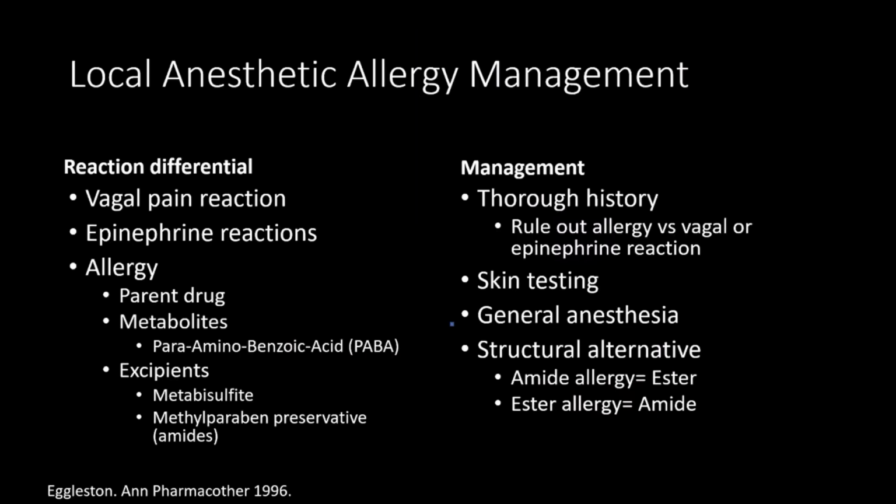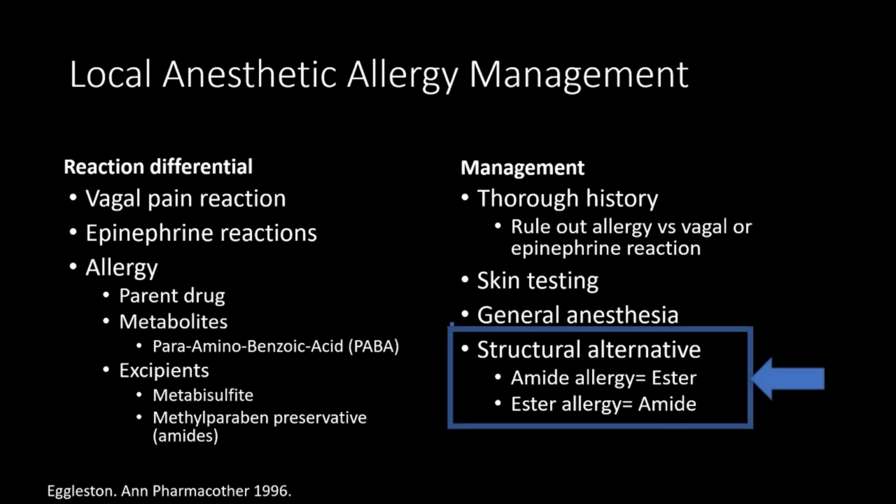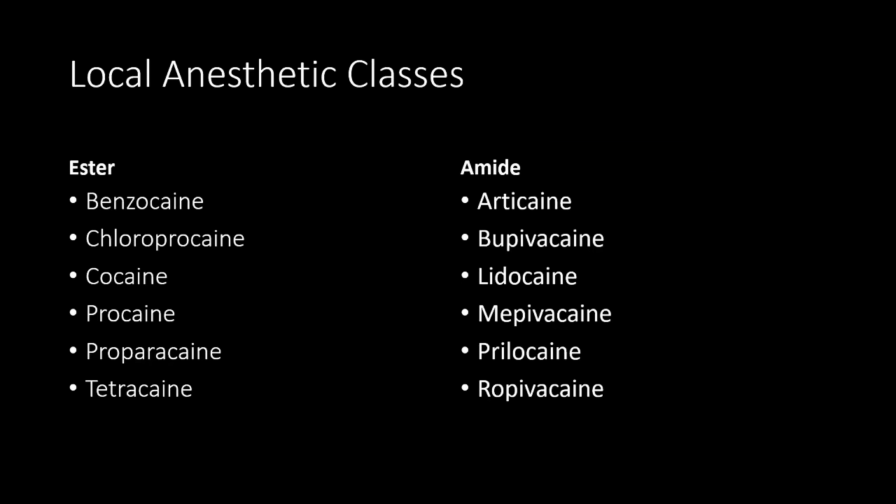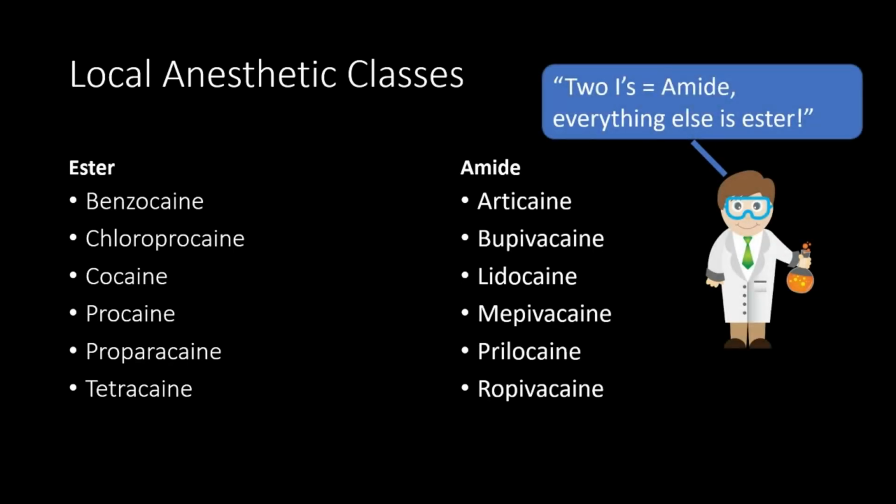So, managing local anesthetic allergies. I'd love to dive more into this, but we only have 5 minutes, so I'm going to focus on the strategy of choosing a structural alternative to whatever they're allergic to. Meaning, if they have an amide allergy, you choose an ester. And if they have an ester allergy, you choose an amide. Most of us remember that if you have two I's, it's an amide, and everything else is an ester. Here's a non-exhaustive list of some common ester and amide local anesthetics.